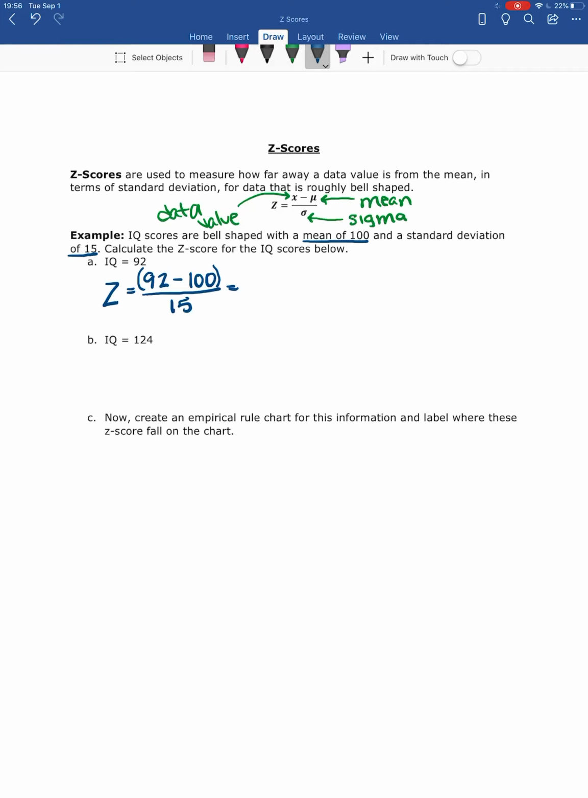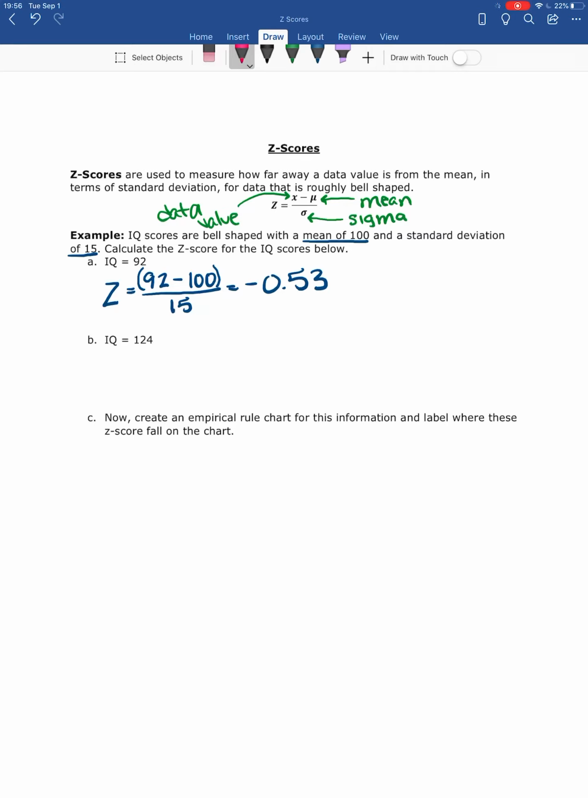So 92 minus 100 is negative 8. And then we divide that by 15. So we get negative 0.53. And you can typically round z-scores to 2 decimal places. Sometimes we'll use a 3rd decimal place, but that's not going to happen for a while. So for now, you can go ahead and just always round to 2.